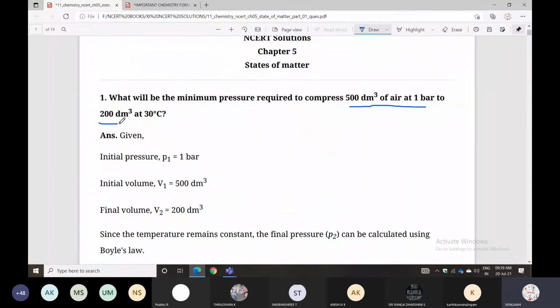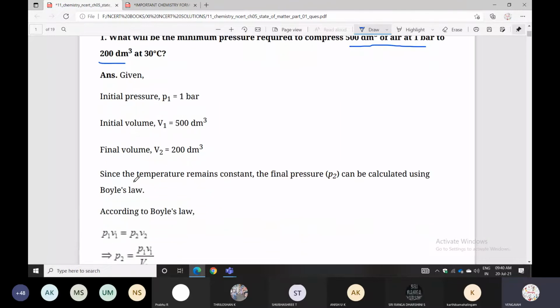200 dm cube, nothing but liters. Decimeter cube is nothing but liters, and centimeter cube is ml. Don't get confused about that. Since the temperature remains constant, which law applies? It depends on Boyle's law. According to Boyle's law.